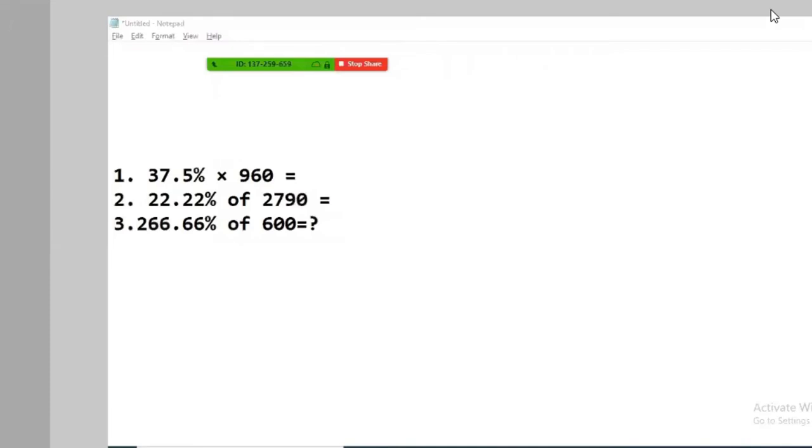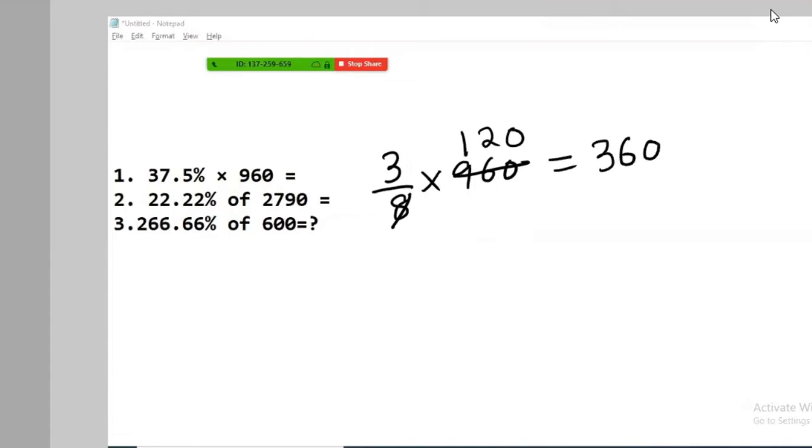37.5 means what? 3 by 8 into 960. 8 ones are 8, 8 twos are 16, and 0. 12 threes are 36. Then the answer for this question is 360. So question number 1 answer is 360.